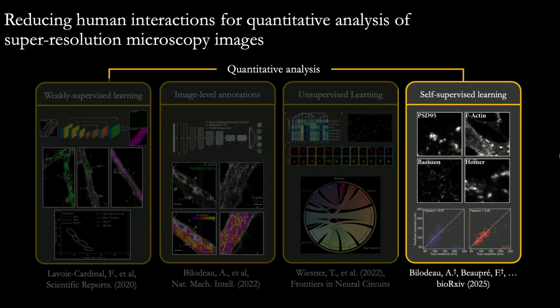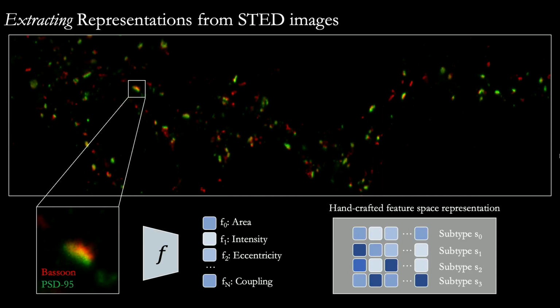Again, with the idea of reducing human intervention, but increasing generalizability. Before, we talked about handcrafted features that we had to define in our unsupervised machine learning approach to analyze our synaptic population. But now the goal is to learn those features, to extract representations from our STED images that will allow us to learn automatically those features without having to determine them before.